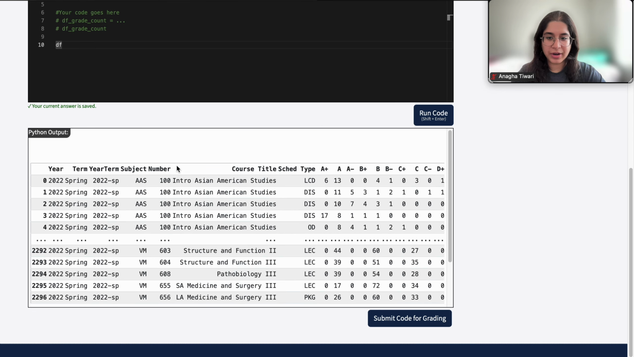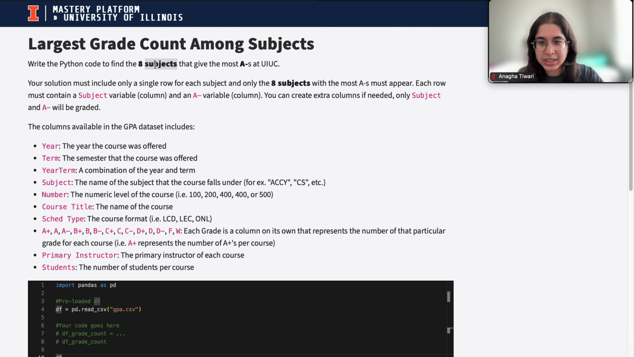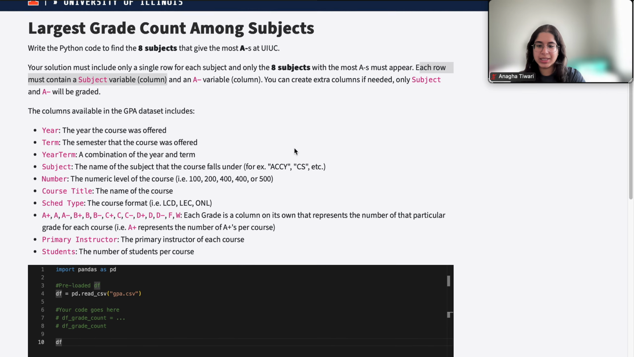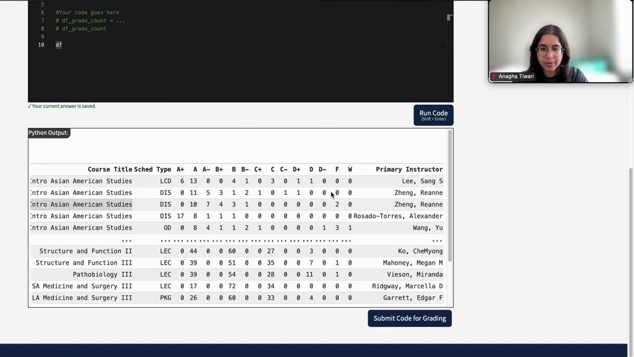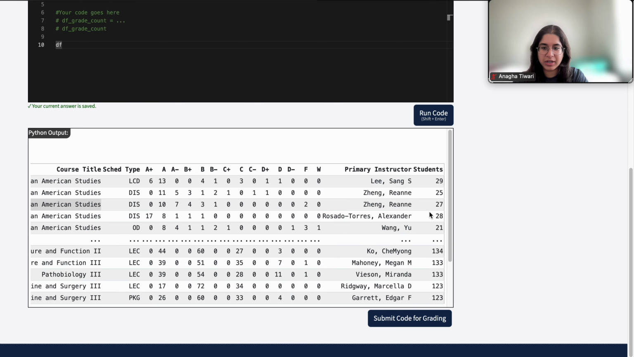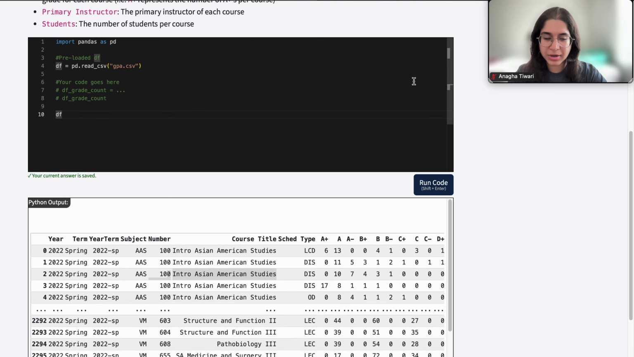So I think there's two steps here that we need to do to complete this problem. In our original data frame, we have all of this information from every single course from all of these different subjects. But here it's asking us to find the 8 subjects that gave out the most A minuses. So each row must contain a subject variable, right? In our original data frame, each row is a different course, and honestly, there are multiple rows for each course. Each row is a course taught by a different instructor. It doesn't even need to be the same instructor. So we have multiple rows for each subject, right?